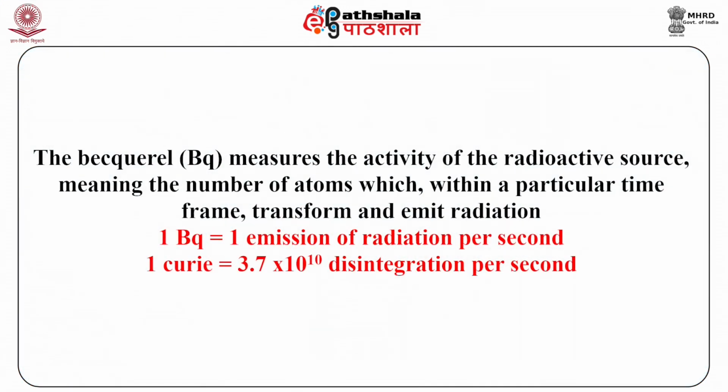The becquerel, Bq, measures the activity of the radioactive source, that is the number of atoms which within a particular time frame transform and emit radiation. 1 becquerel is equal to 1 emission of radiation per second. 1 curie is equal to 3.7 × 10^10 disintegrations per second.